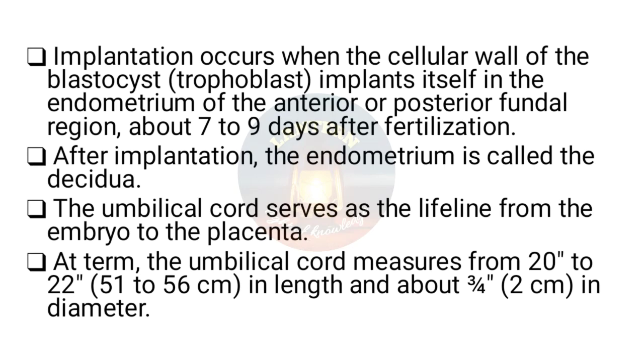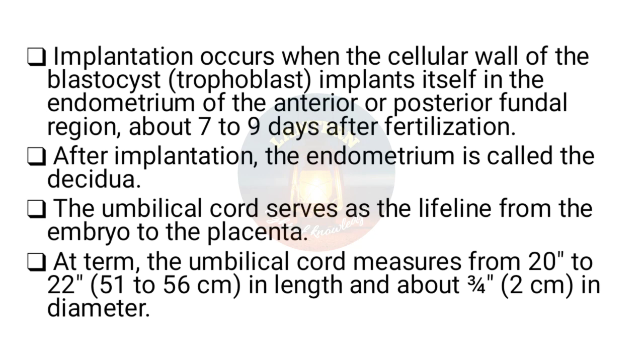Implantation occurs when the cellular wall of the blastocyst, that is the trophoblast, implants itself in the endometrium of the anterior or posterior fundal region about 7 to 9 days after fertilization. After implantation, the endometrium is called the decidua. The umbilical cord serves as the lifeline from the embryo to the placenta.